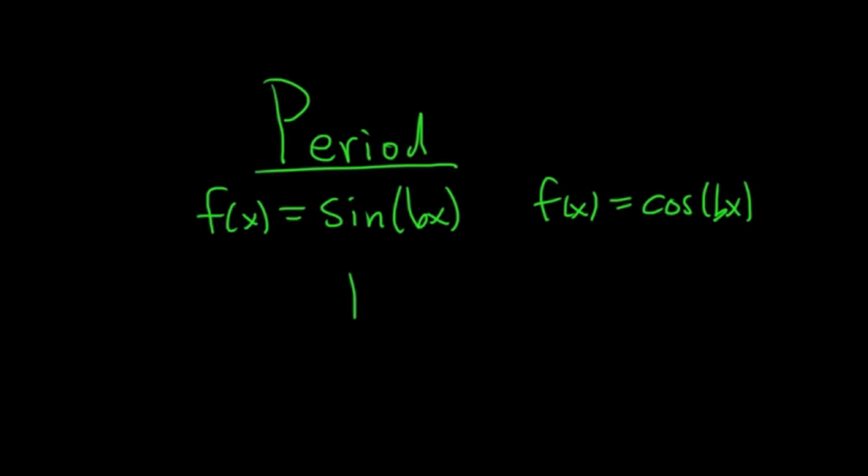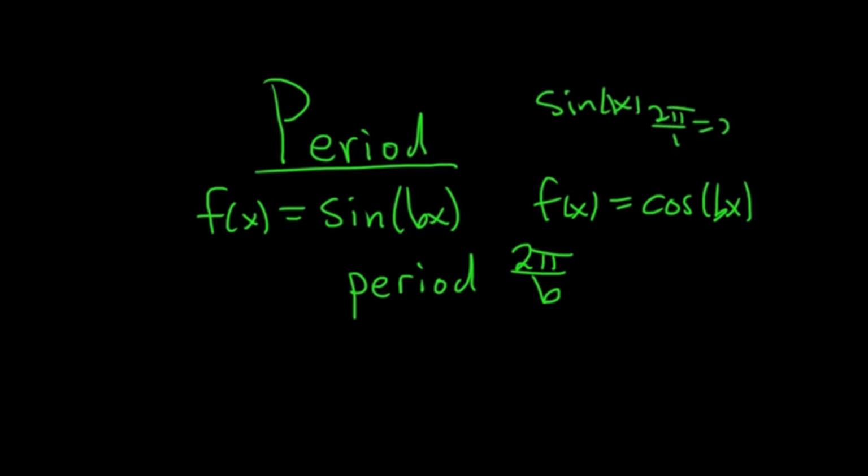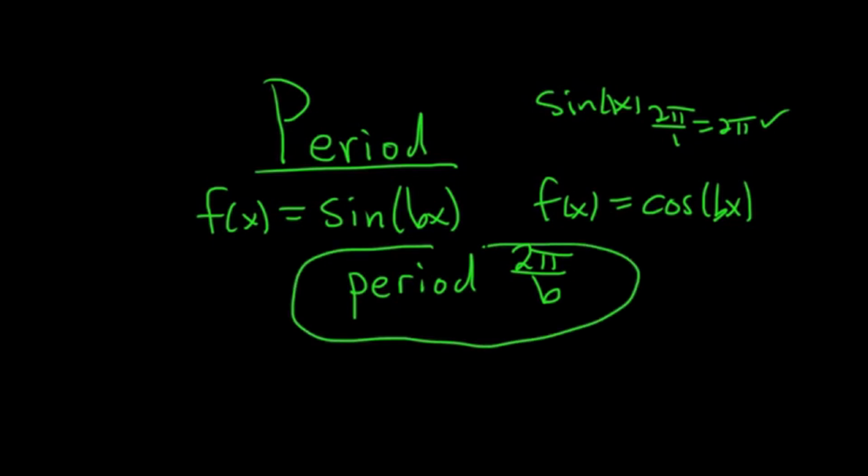The formula for the period, whenever you have a number in front of the x, is just 2 pi over that number. So 2 pi over b. If you just had sine x, there's a 1 here, so it's 2 pi over 1. That's 2 pi, so everything is good and the world does not end, because the period of sine and cosine is 2 pi. This formula has to agree with what we already know.